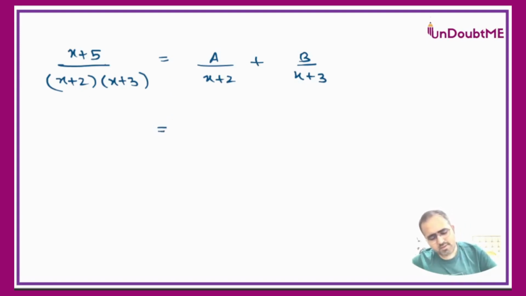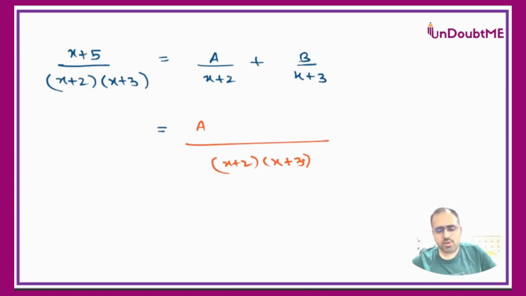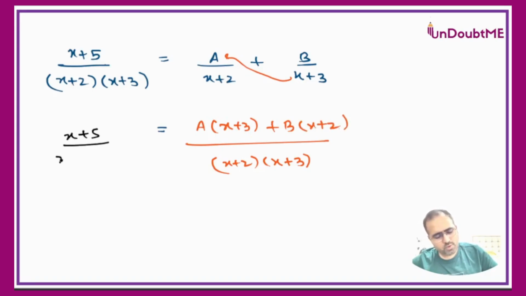And then the second step is that you will take the LCM. So the LCM of x plus 2 and x plus 3 will be these two multiplied, because there is nothing common. And then x plus 3 will go here, so a times x plus 3, and x plus 2 will be multiplied here. And on the other side, I have the same terms, so x plus 5 over x plus 2 and x plus 3.